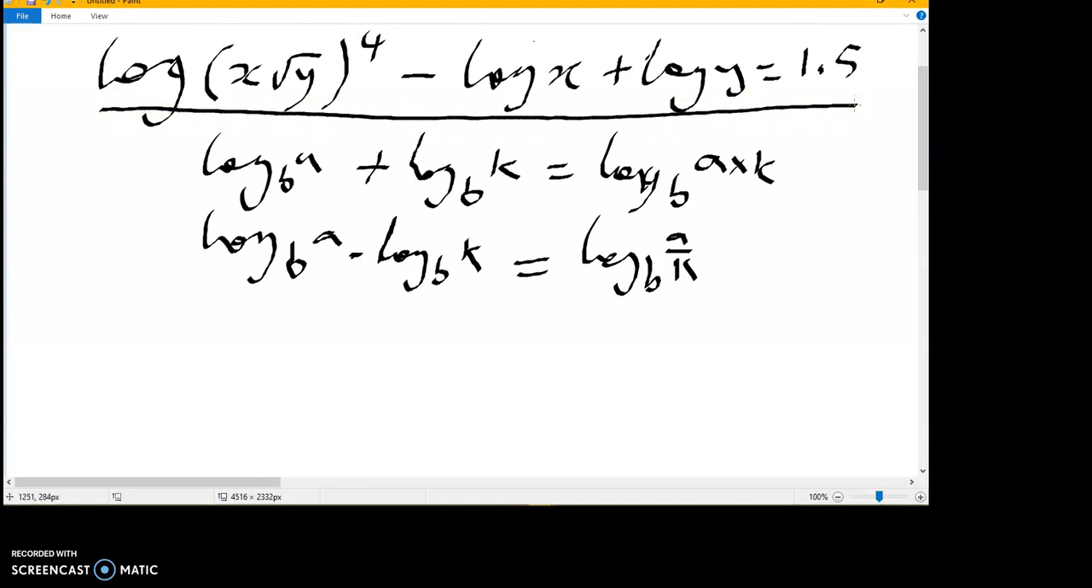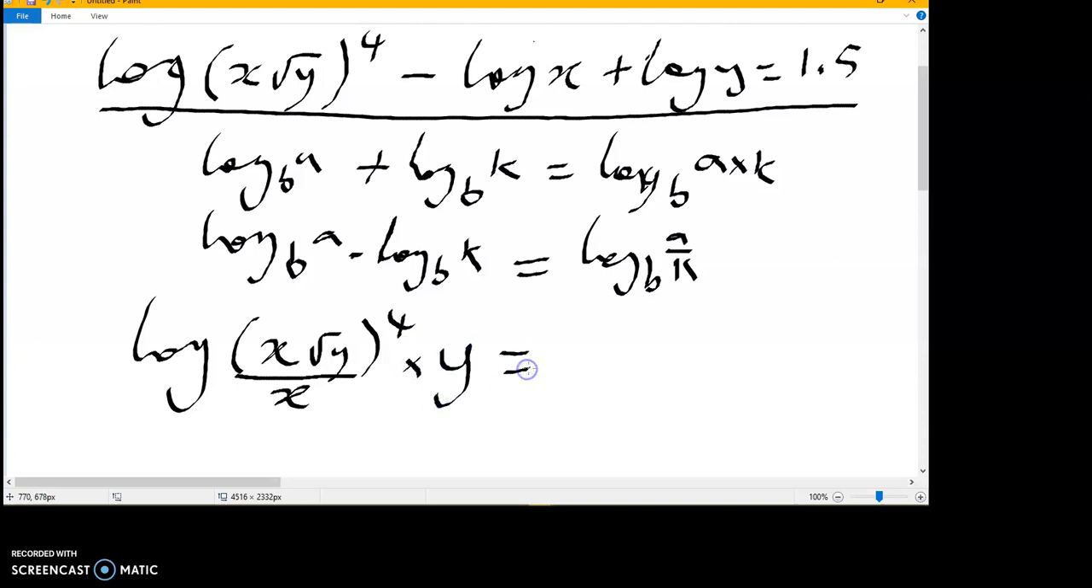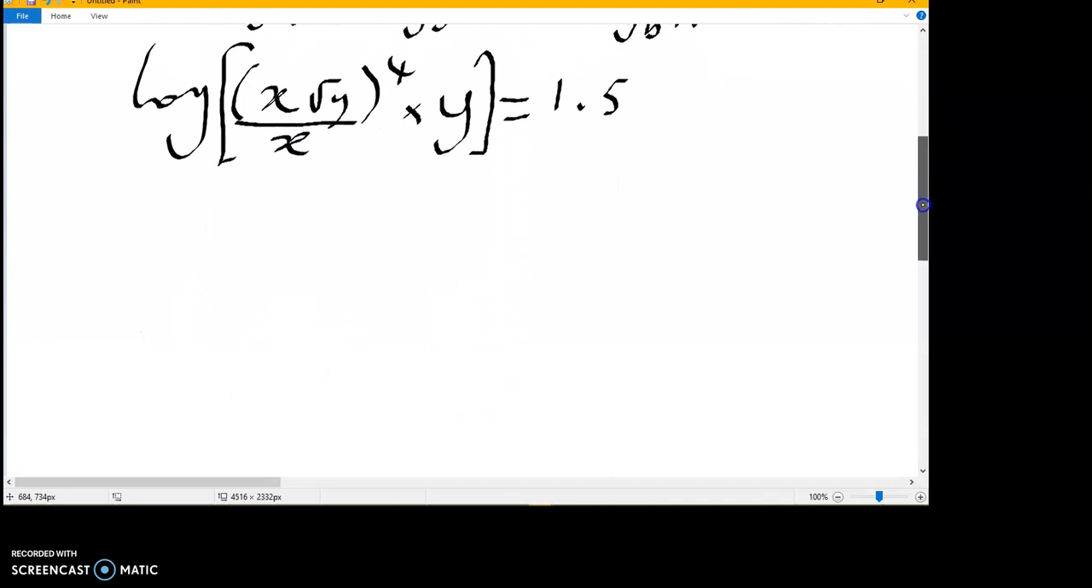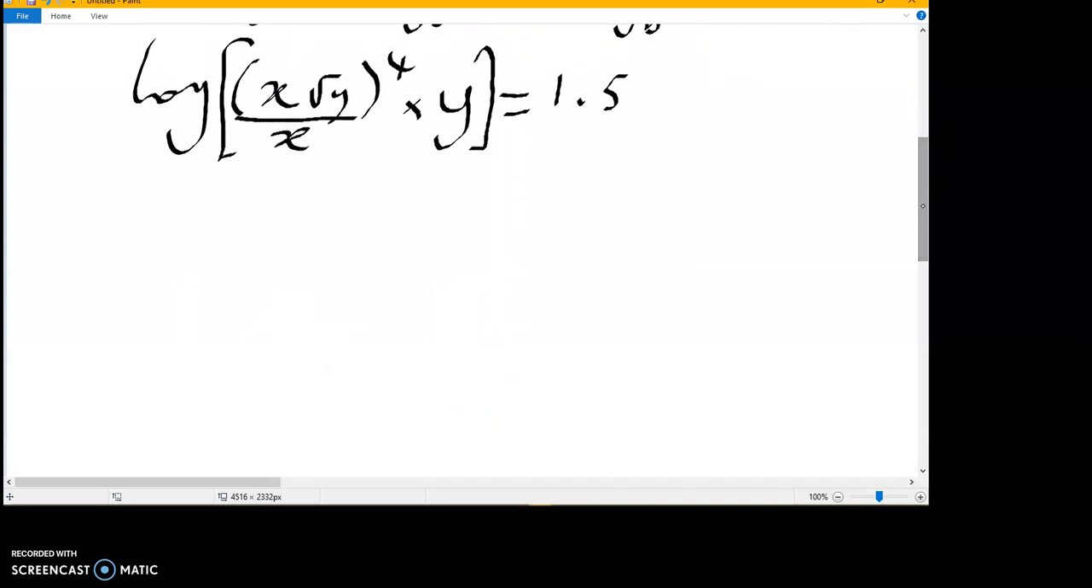So we're going to have log of (x root of y) to the power 4. Minus means division, so divided by x, then times y, is equal to 1.5. Are we following up to there? Now we can simplify here.